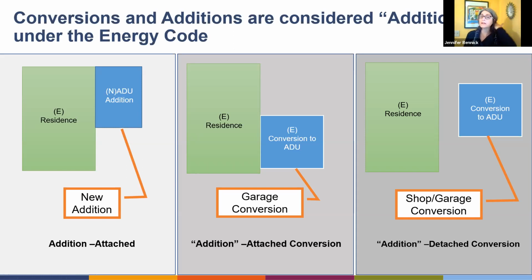And you could have like a shop or a garage that is a separate building. It still was there previously. And under the code for the ADUs, that's considered an addition. And it just happens to be a detached conversion. But under the energy code, we're still going to be following the portion of the code that deals with additions and alterations.